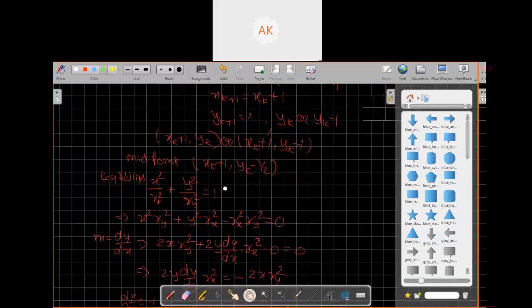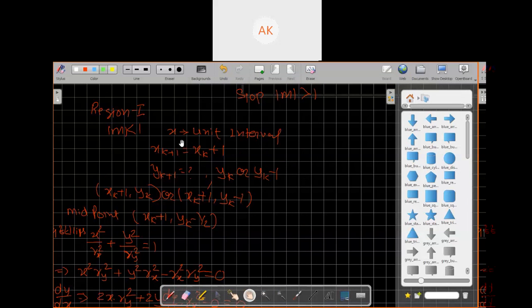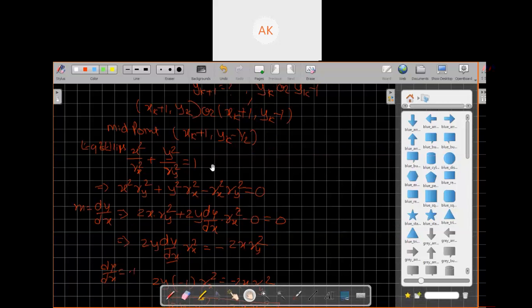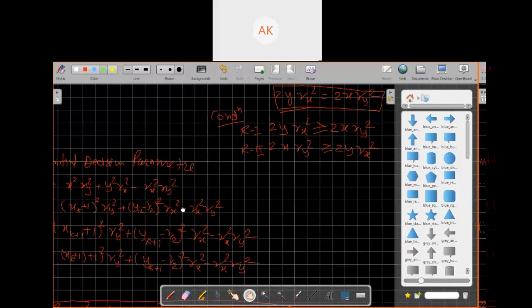We have calculated the midpoint. Our condition: if m is less than 1, we move x with unit interval and the corresponding y will be yk or yk minus 1. So the possible values of the next coordinate will be (xk plus 1, yk) or (xk plus 1, yk minus 1). So calculate the midpoint of these 2 points and put the value of this into our equation of ellipse and find the initial decision parameter.